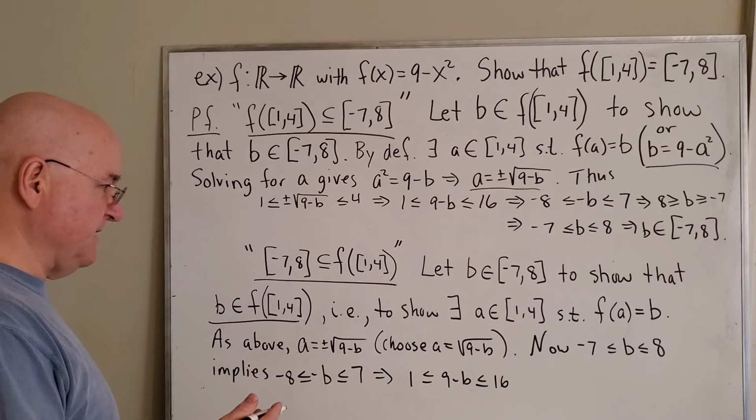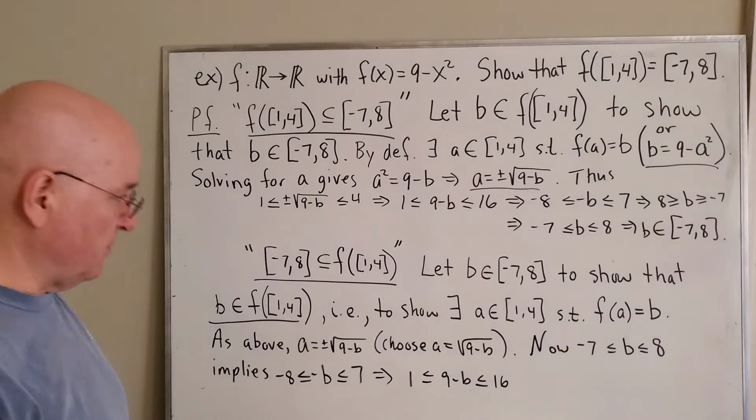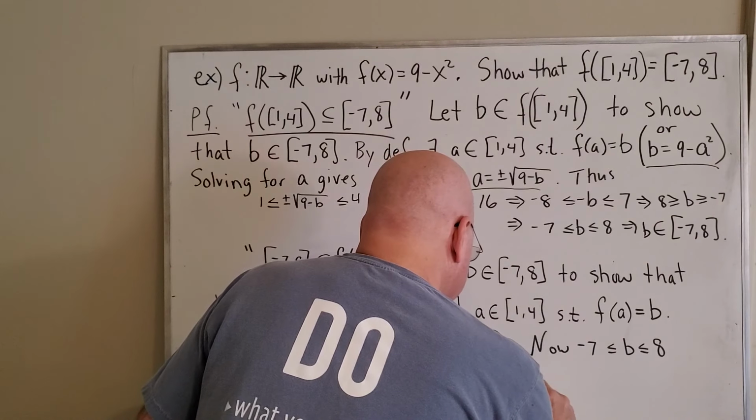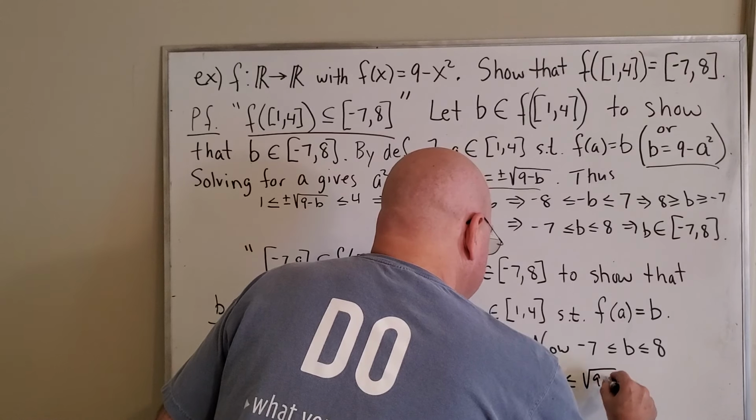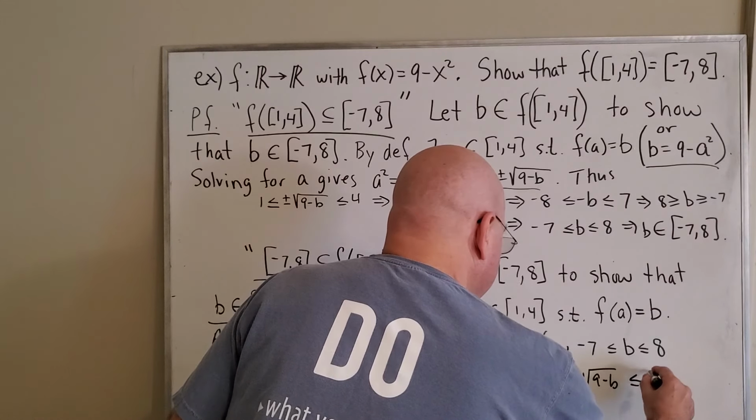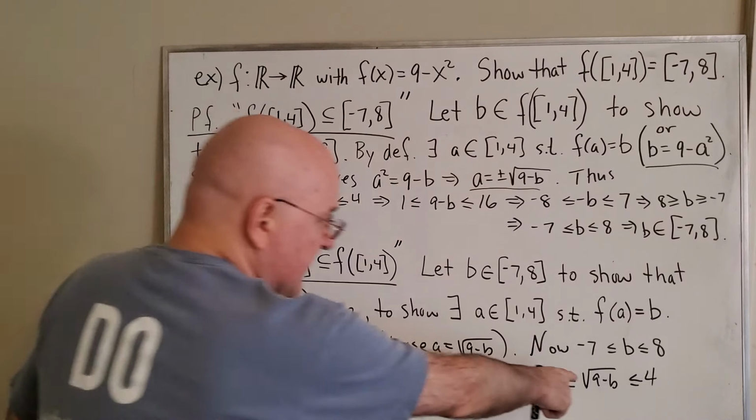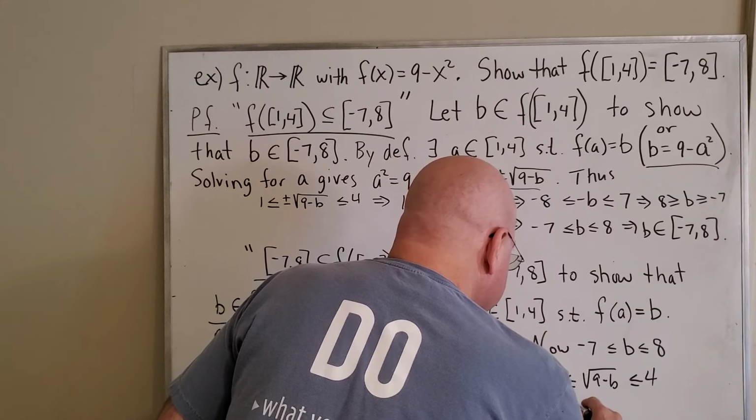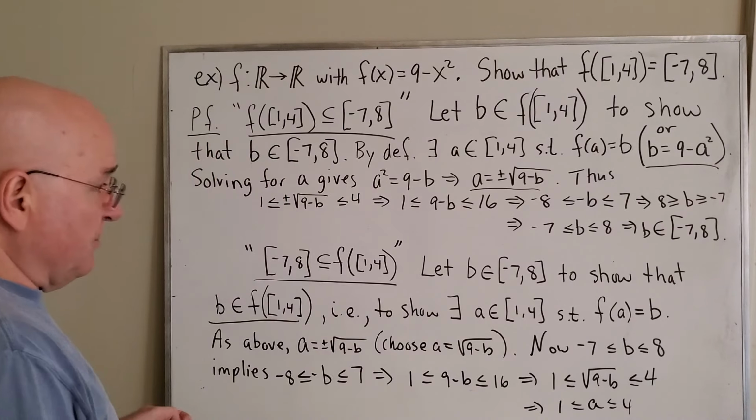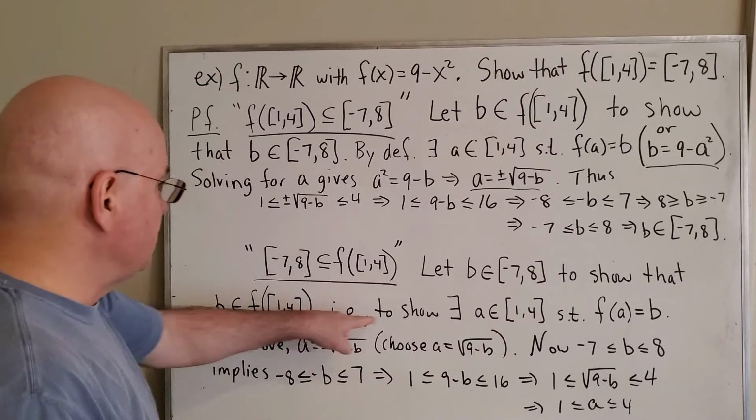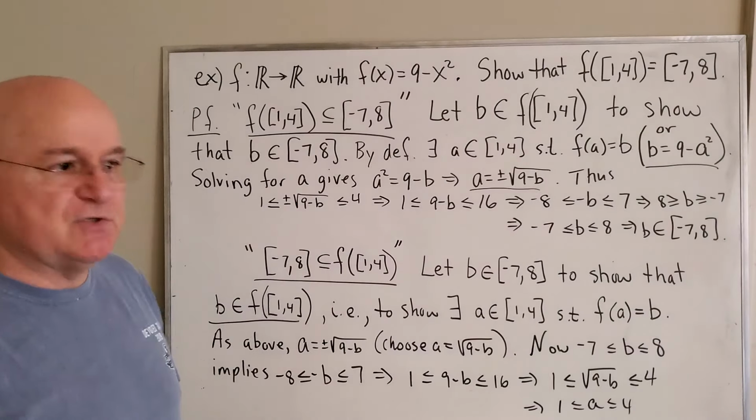And what happens if we take the square root? If this inequality holds, if I take all 3 square roots, it's also going to hold. So that implies 1 ≤ radical 9 minus b ≤ 4. And that means this is a. 1 is less than or equal to a, it's less than or equal to 4. And that's what we wanted to prove. To show there is an a, we selected the a and we proved that it's a number in between 1 and 4.